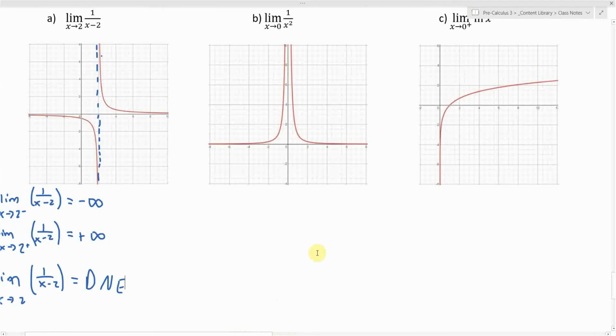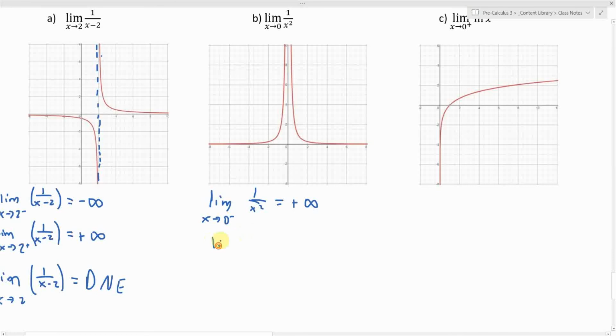Let's look at part B. So if we look at this one, we're looking at the limit as x approaches 0. So we want the limit as x approaches 0 of 1 over x squared. Well, let's think about left and right-hand limits here. So from the left, we can see that the function is going to shoot up toward positive infinity, so we'd say the left-hand limit is positive infinity.